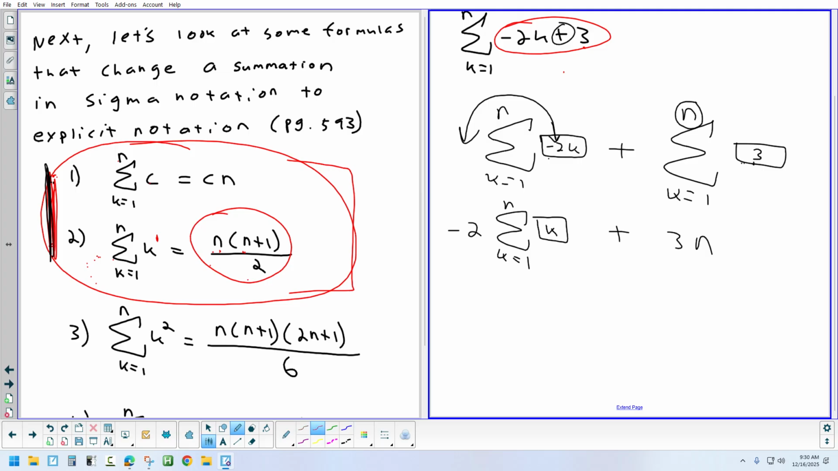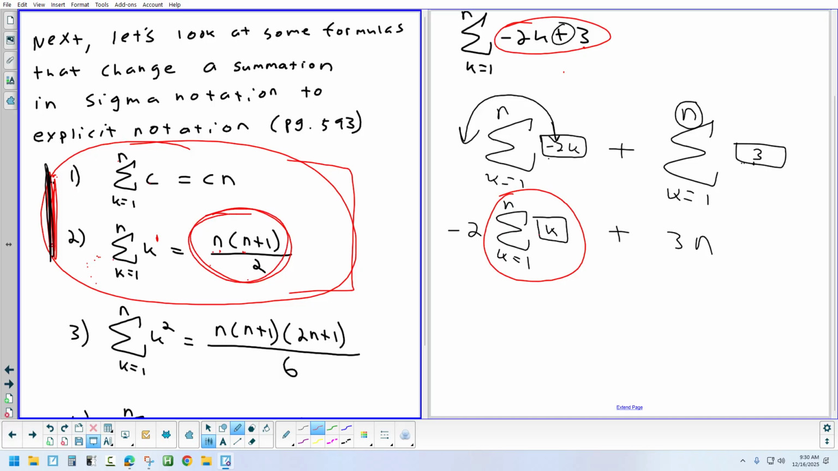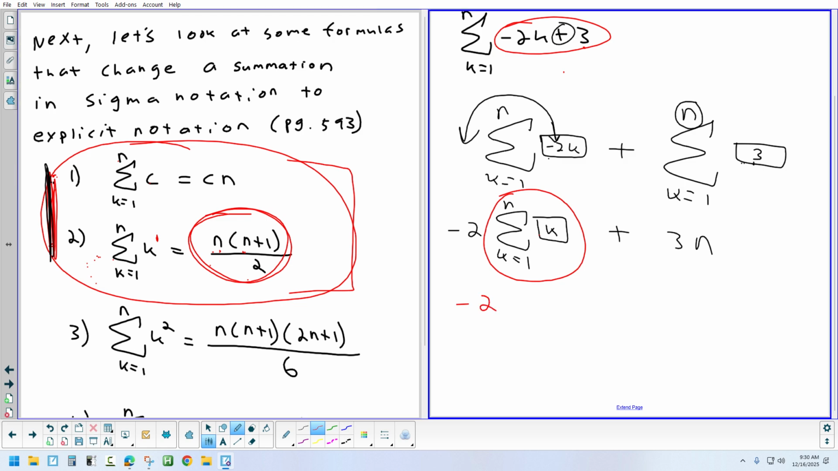And this is something we have a rule for. Whenever you have starting at 1, stopping at n, and you have a k there, you can get rid of all that stuff and replace it with just n times n plus 1 over 2. So -2 times n times n plus 1 over 2. So now you got rid of the sigma in the first part. Don't forget the plus 3n.